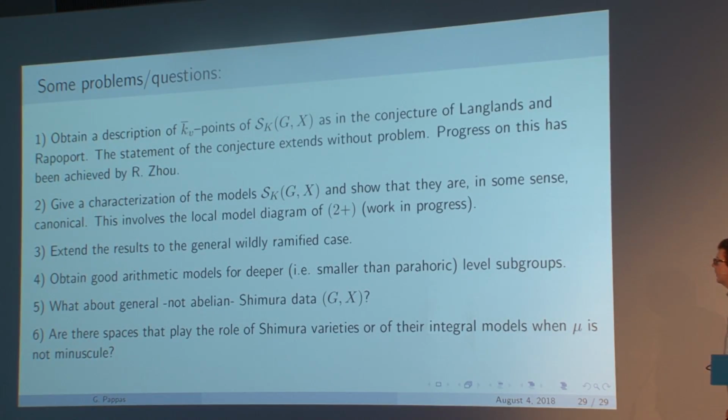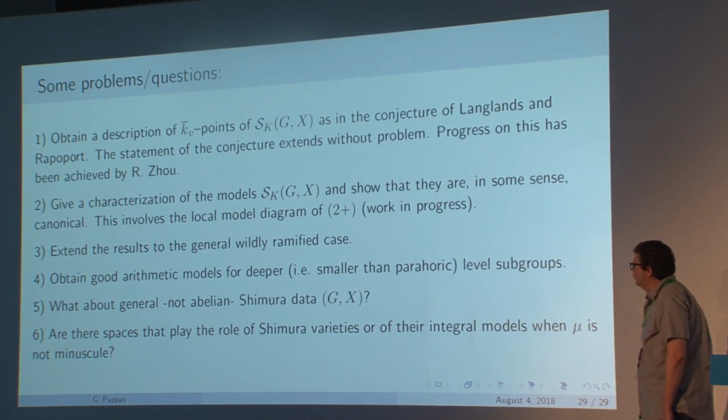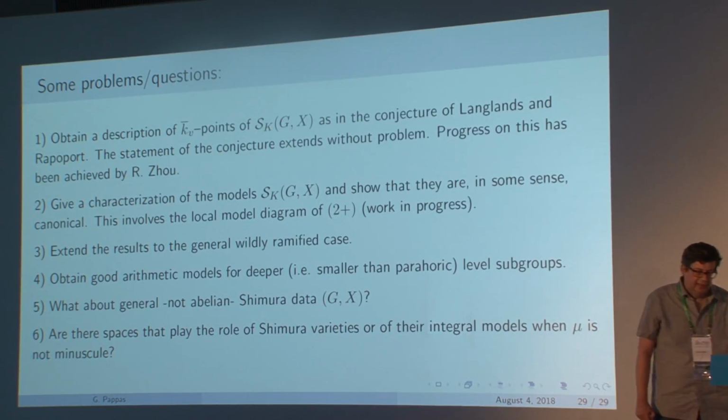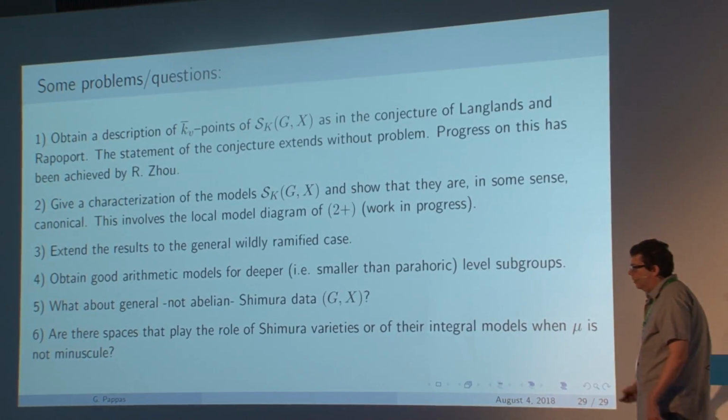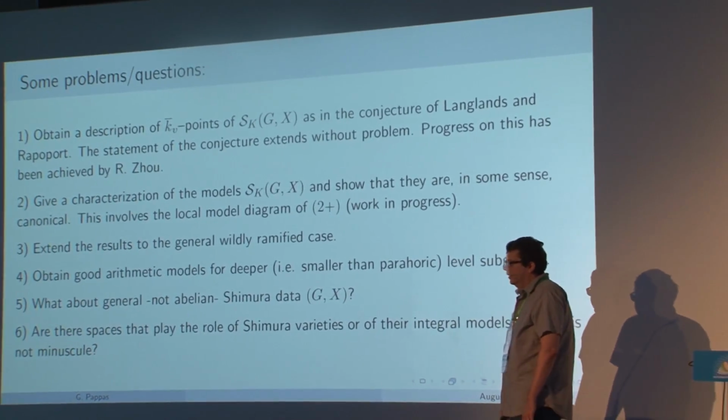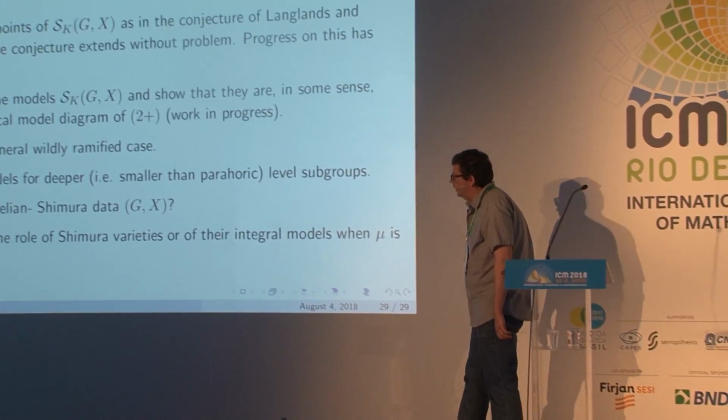And finally, this is like a Hail Mary type of question. Are there spaces that play the role of Shimura varieties or integral models where mu is not minuscule? We've always been handicapped for Shimura varieties to insist that mu is minuscule, and in other situations, like in Peter Scholze's construction, you don't have this restriction. One might wonder if this is possible to do in this Shimura variety setup.